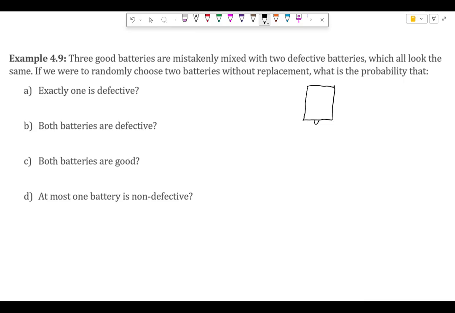It says that 3 good batteries are mistakenly mixed with 2 defective batteries. So I'm going to simplify this. I'm going to write bad. So we've got 3 good, 2 bad. If we were to randomly choose 2 batteries without replacement, we'll talk about that in a second. What is the probability? And then we have a bunch of different probabilities here. Well, if we wanted to label this, we could. We have 3 good batteries and 2 bad batteries in our junk drawer.